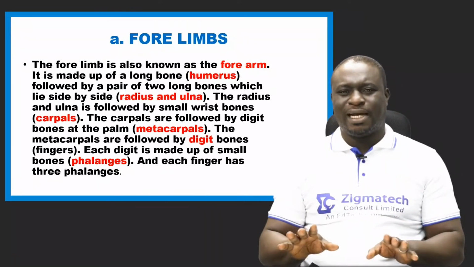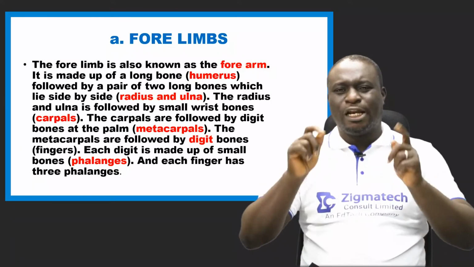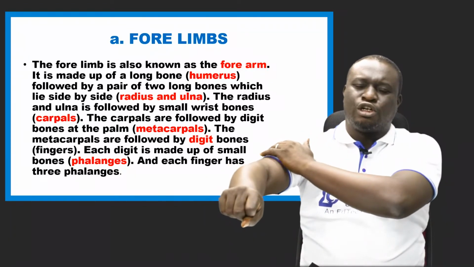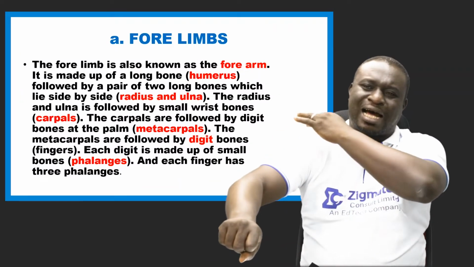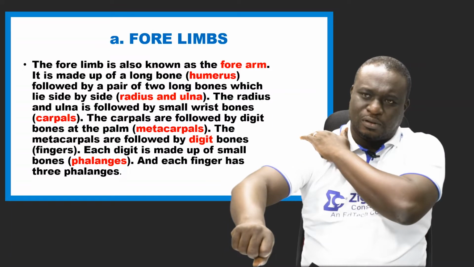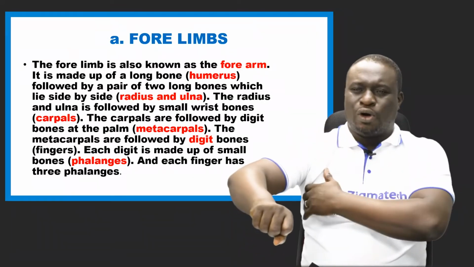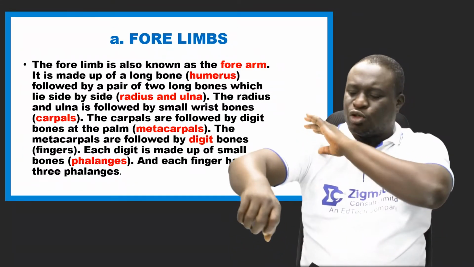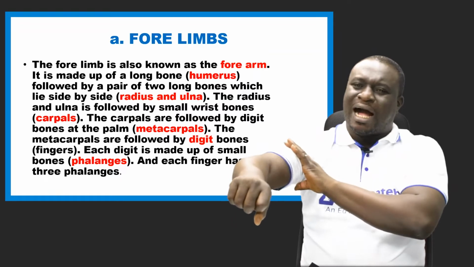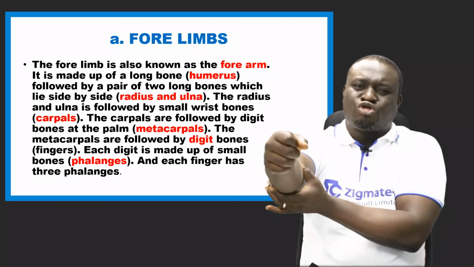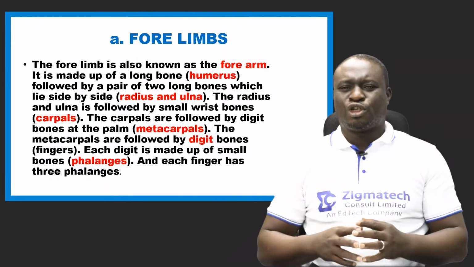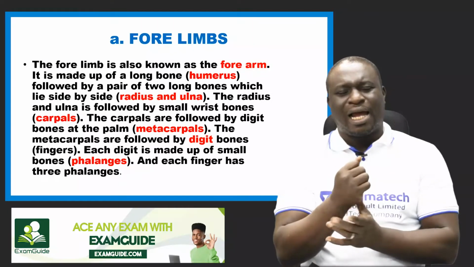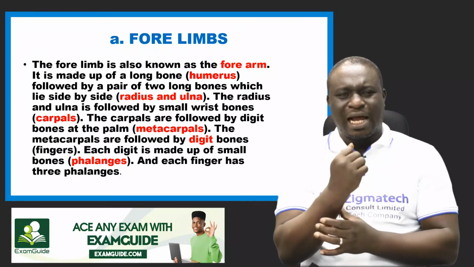Now, the first thing we said, in each limb there is a long bone. In the forearm, the long bone is called the humerus. That is the bone that attaches to the shoulder blade, or the pectoral girdle, to form the ball and socket joint. So we have the humerus. Now, after the humerus, we have two short bones, and these two short bones lie side by side. They are called the radius and the ulna.